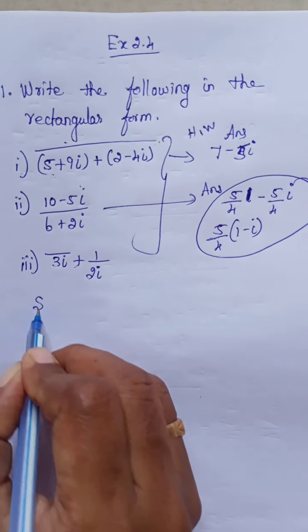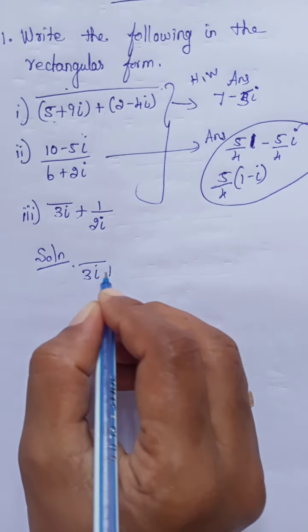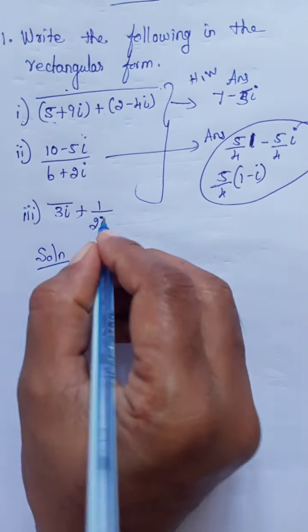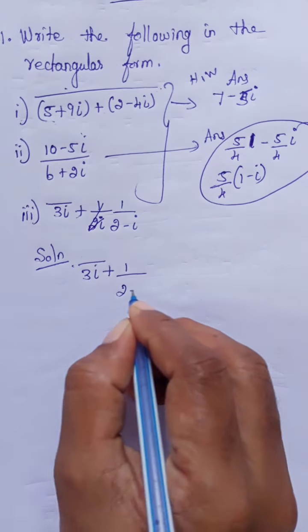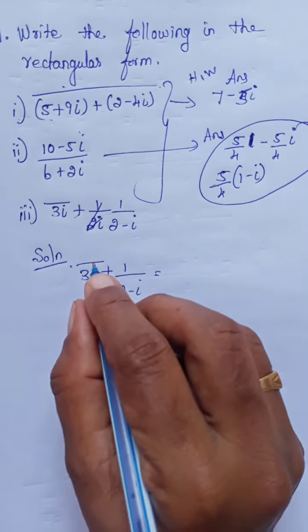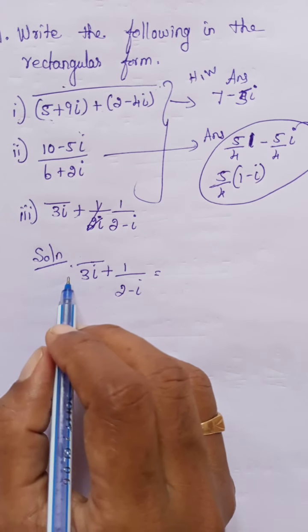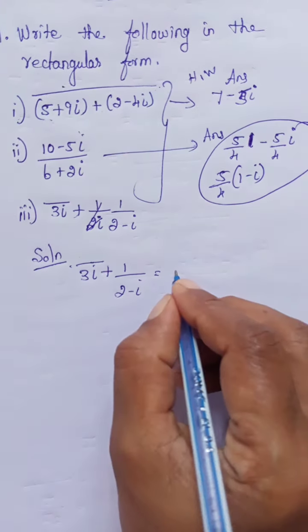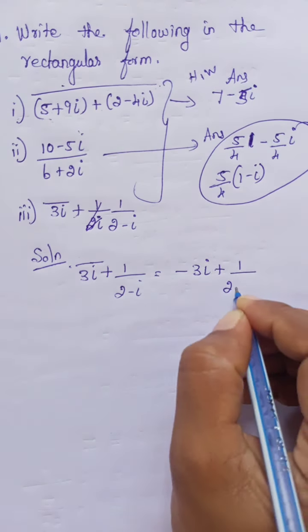Now for this third subdivision I am going to do. Okay, see, bar of 3i plus 1 by (2 - i). See here, 3i bar, conjugate of this, isn't it? Only the sign of i will change. Here there is no real number. So this is minus 3i, plus 1 by (2 - i).